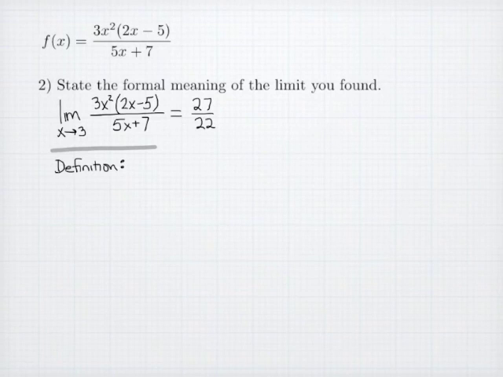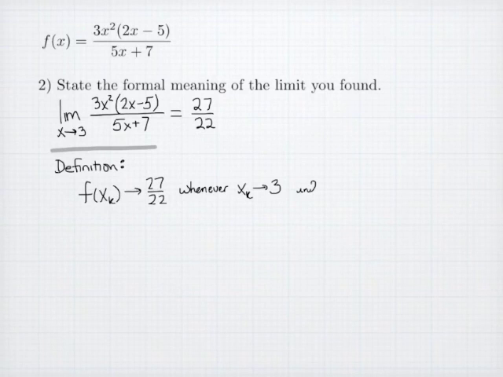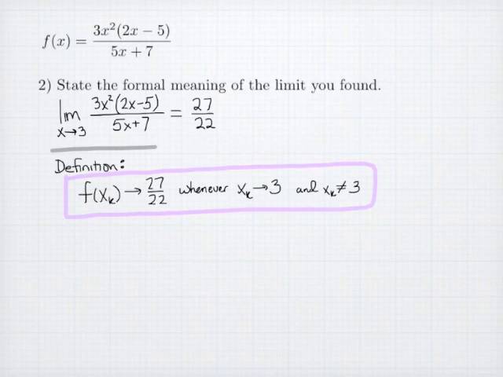So the definition of this limit statement is that a sequence f of xk converges to 27 22nds whenever my sequence xk converges to 3, so long as my sequence never has the value of 3. That's really all it is. The idea that there's an independent sequence, xk, converging to the value 3 given by the limit, and that my dependent sequence converges to the value of the limit.